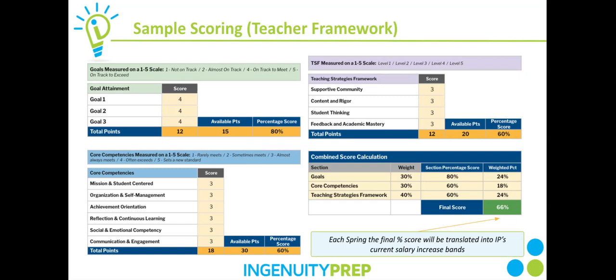Here is the same kind of example, this time for a teacher. The structure works exactly the same as leaders, just with a slightly different component weighting. You still see the 3 scored sections: goals, core competencies, and TSF competencies. And then you see how these scores are then weighted: 30% for goals, 30% for core competencies, and 40% for TSF competencies.